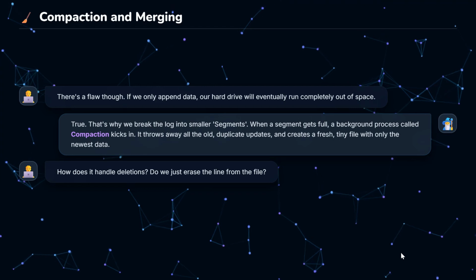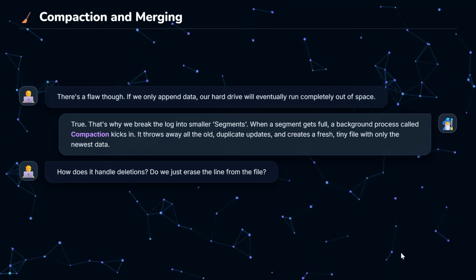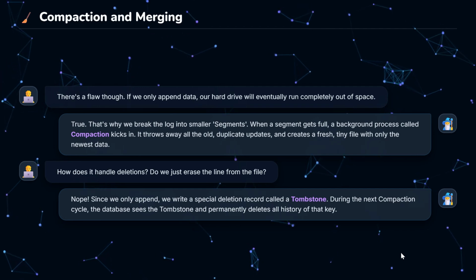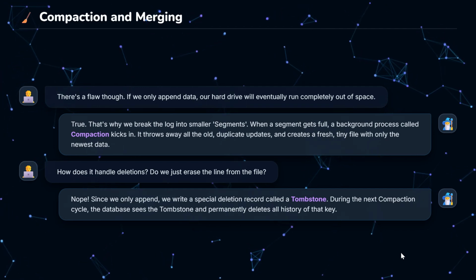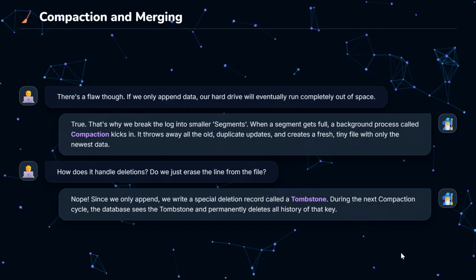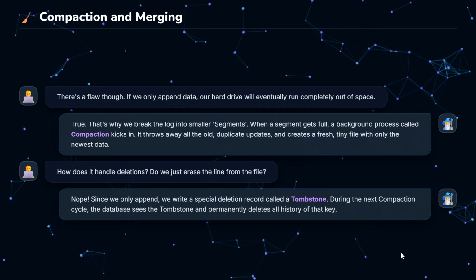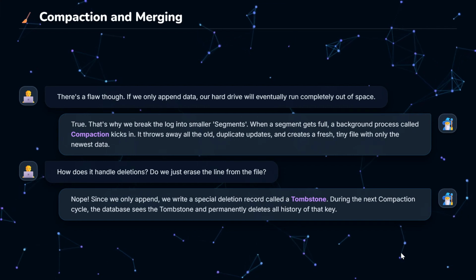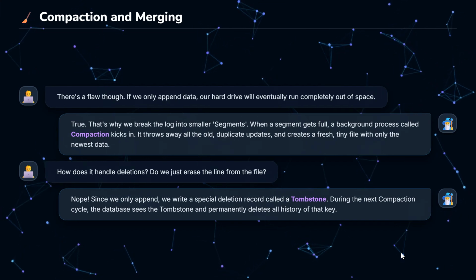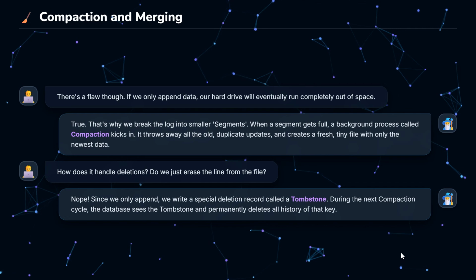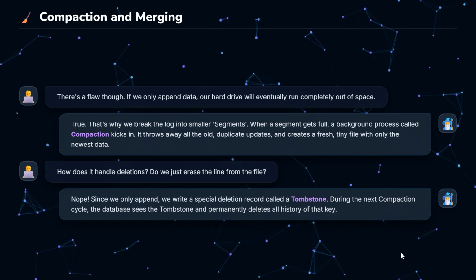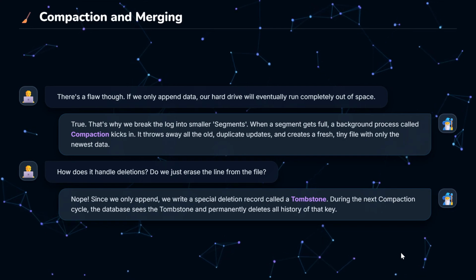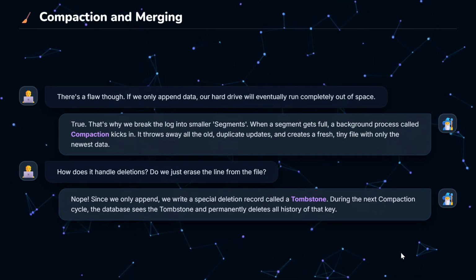But what happens if a user wants to permanently delete their account? Remember, we are not allowed to go back and edit or erase lines in an append-only file. So, to delete an account, we simply append a special deletion record to the bottom of the log. In the industry, this is called a tombstone. When the background compaction process runs next week, it sees the tombstone, realizes the account is dead, and permanently erases all previous history of that key from the hard drive.